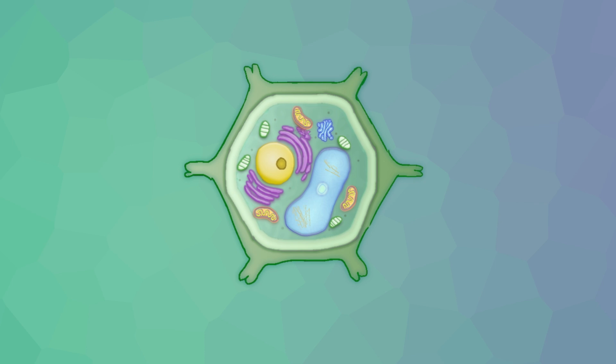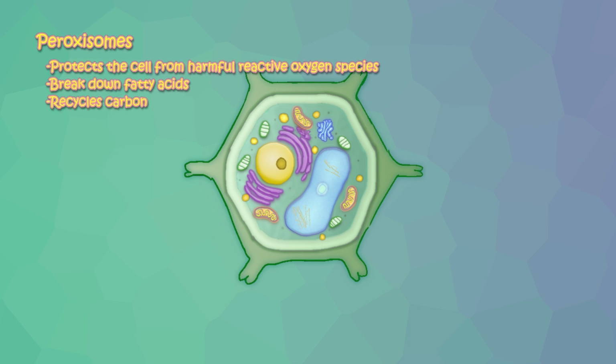Finally, for this video, we have peroxisomes, which function primarily by protecting the cell from harmful reactive oxygen species, like hydrogen peroxide, using enzymes. They also break down fatty acids and recycle a carbon molecule that would otherwise be wasted from photosynthesis.